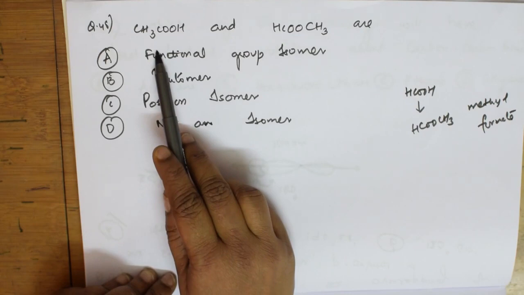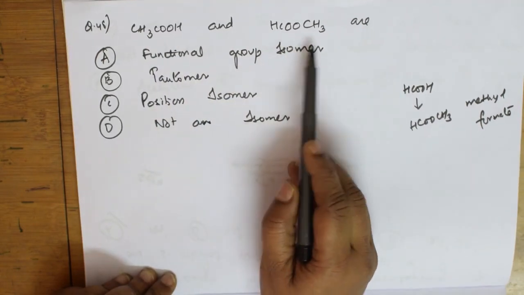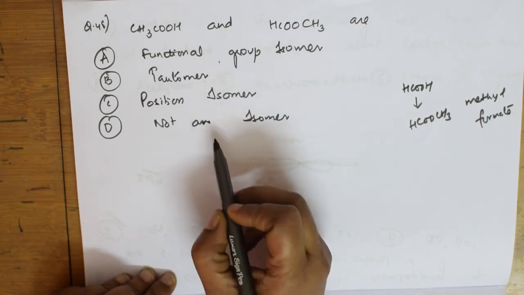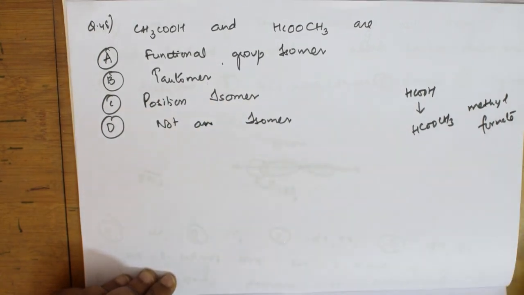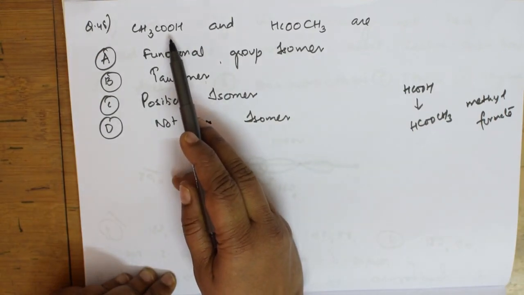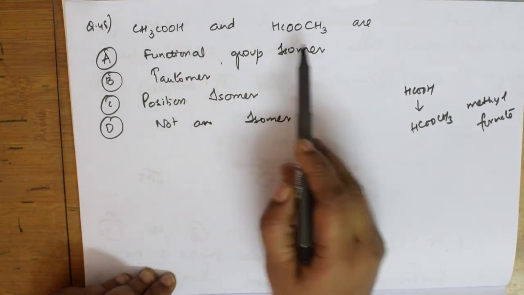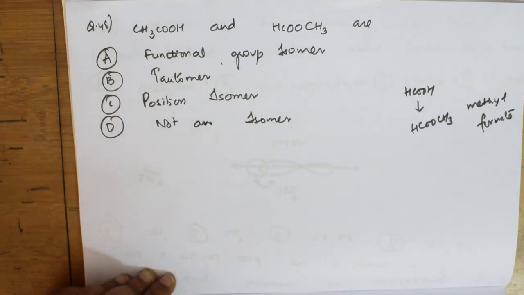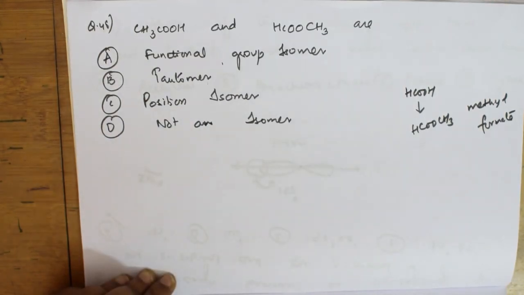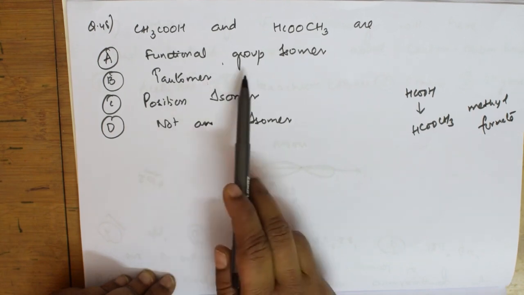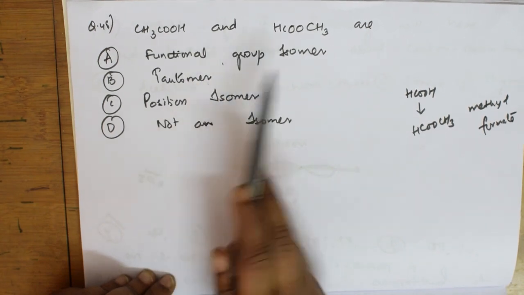So methyl formate. What do they ask? Both of them, acetic acid and methyl formate in the reverse order, are they functional group isomers, tautomers, position isomers, or not an isomer? Basically, see here, this is the acid group. This is also the CO group. So these two functional groups are the same, isn't it? So what are functional isomers? Basically, functional isomers are structural isomers which have the same molecular formula.